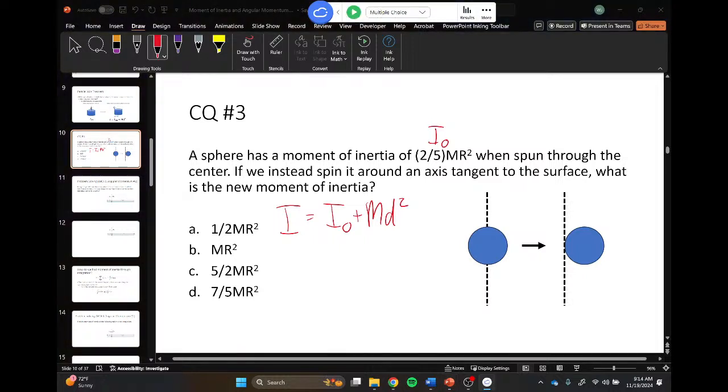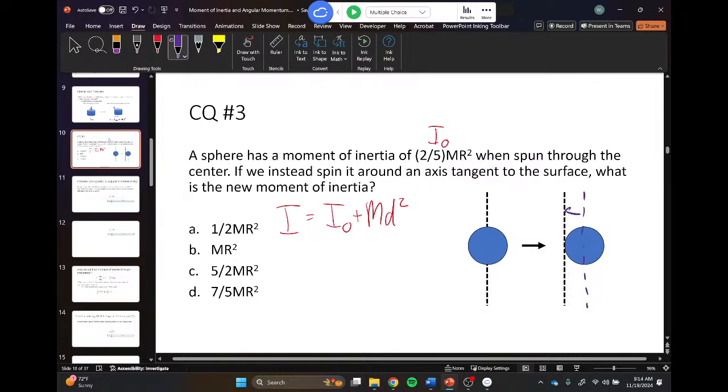Boop. So I think we checked with you all. If my original was through the center, how much is my distance? It got shifted by R. So you just take your original, 2/5 mr squared, and add the new one, mr squared. And that comes out to 7/5 mr squared. Yay.